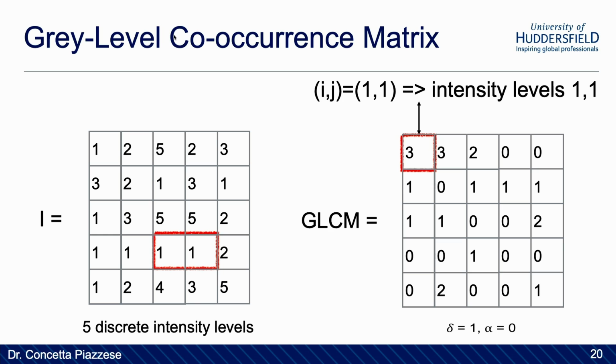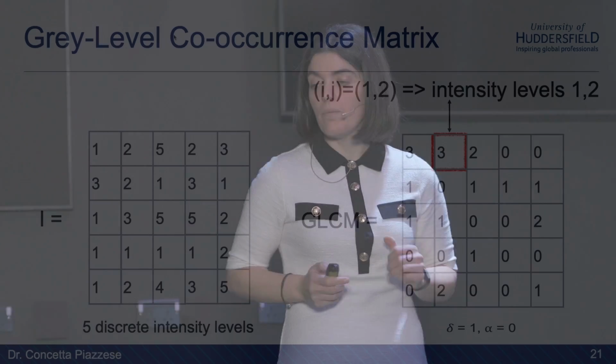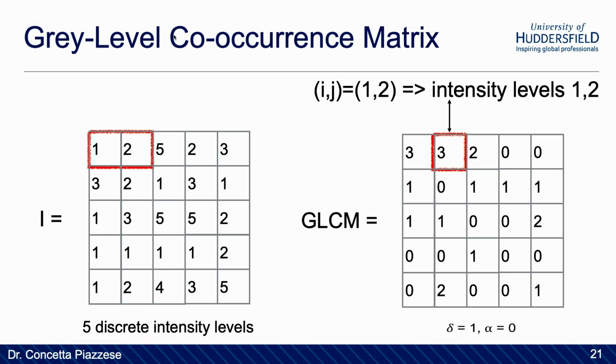If we keep going and look at the second pixel in my gray level concurrence matrix, I have a 3 again. So now I'm looking at the pixel pair, so the combination, with intensity levels 1 and 2. And if we have a look at my original image, I have a combination there, a combination there, and another combination there. And that's how I get the 3.